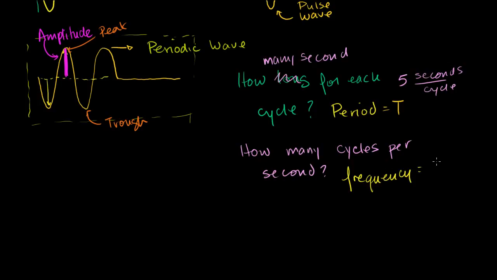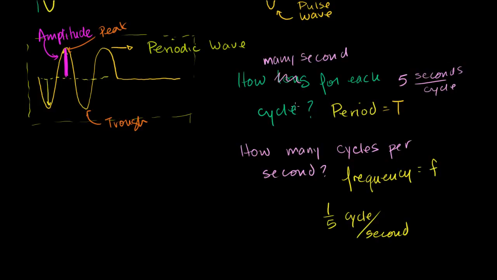Frequency, it's normally denoted by an F. And this you're going to say cycles per second. So if you're going 5 seconds per cycle, that means you're doing 1/5 of a cycle per second. All I did is invert that right there. And that makes sense because the period and the frequency are inversions of each other.